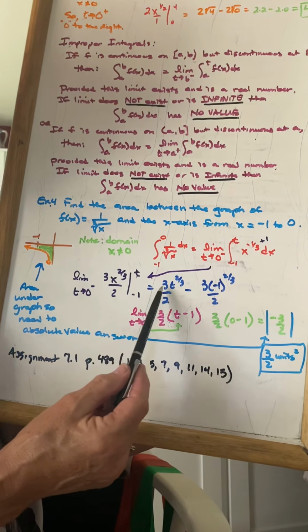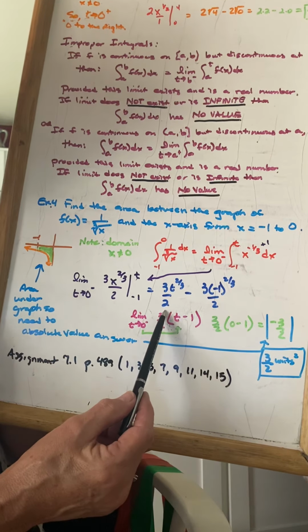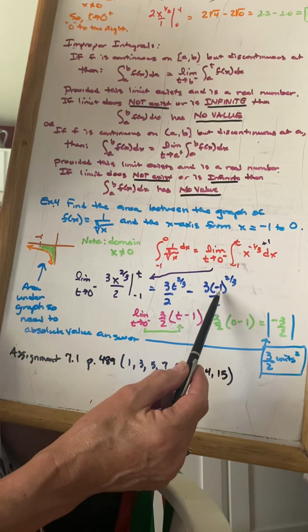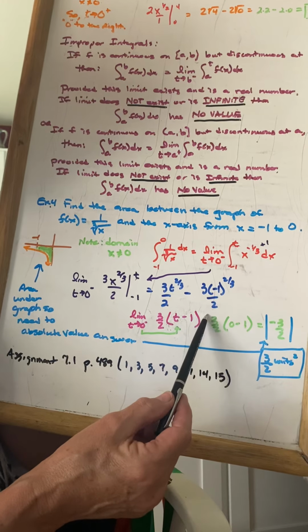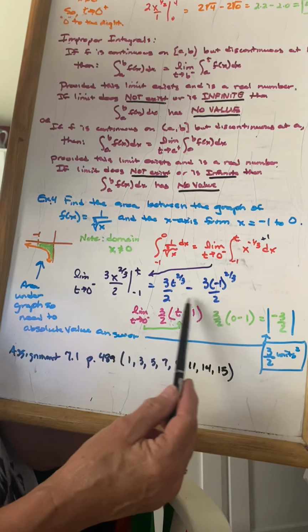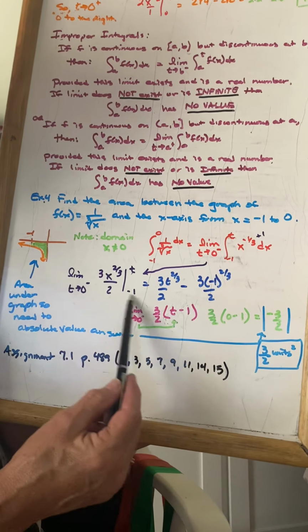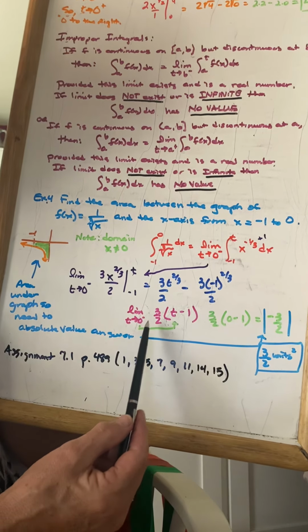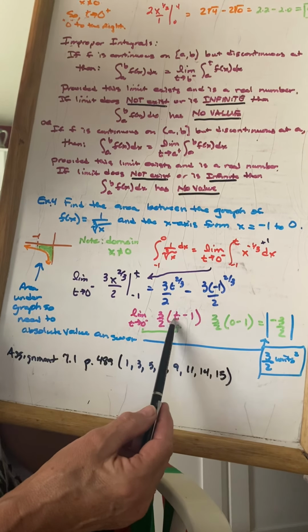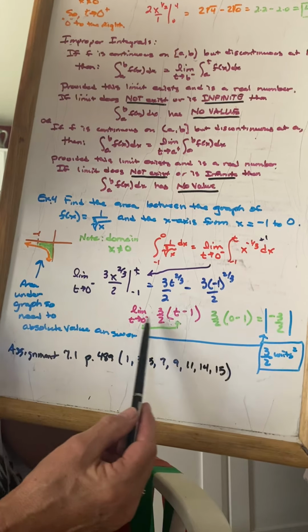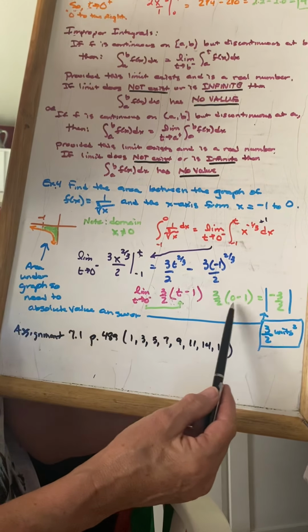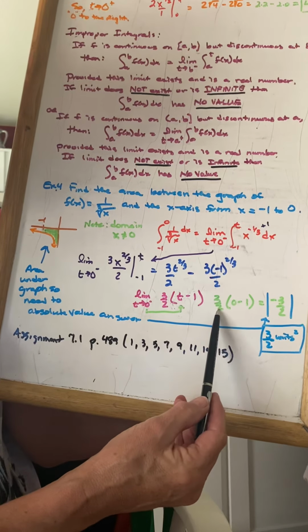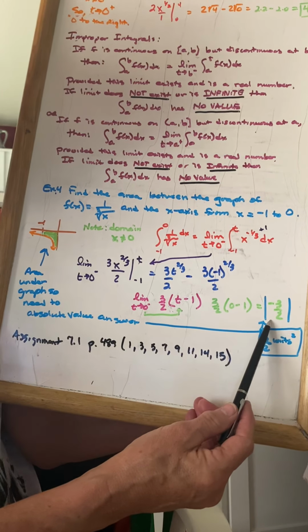So you put t in first, I get 3t to the 2/3 over 2, minus 3 times -1 to the 2/3 over 2. I decided to pull out the 3/2 because I still have this limit as t approaches 0 from the left. So 3 over 2, the limit as t approaches 0 from the left of t to the 2/3 minus 1. I put in 0. 0 minus 1 is -1, times 3/2 is -3/2.